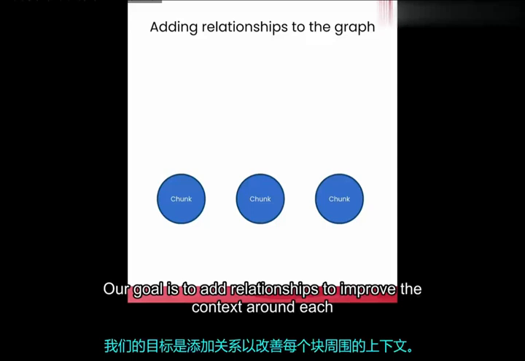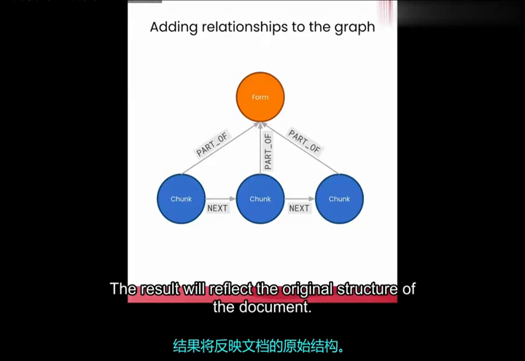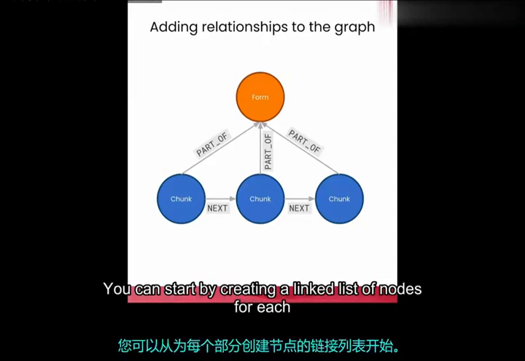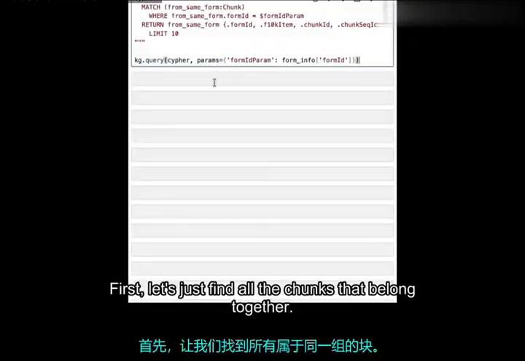Our goal is to add relationships to improve the context around each chunk. You will connect chunks to each other and to that newly created form node. The result will reflect the original structure of the document. You can start by creating a linked list of nodes for each section.